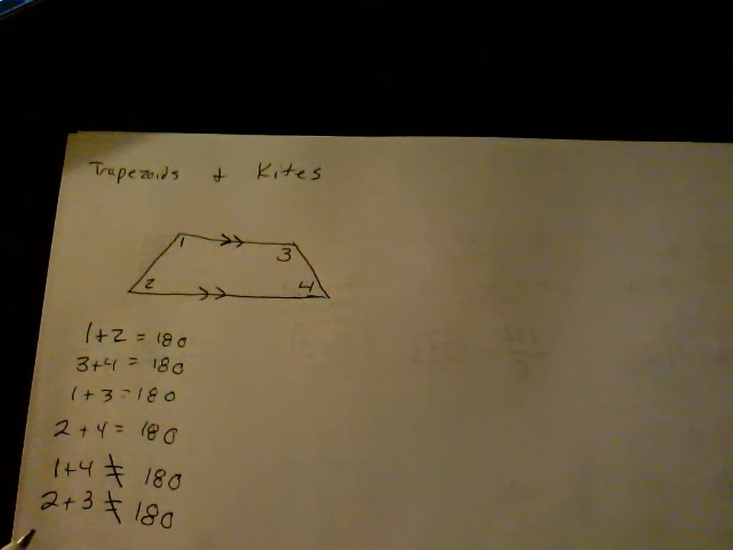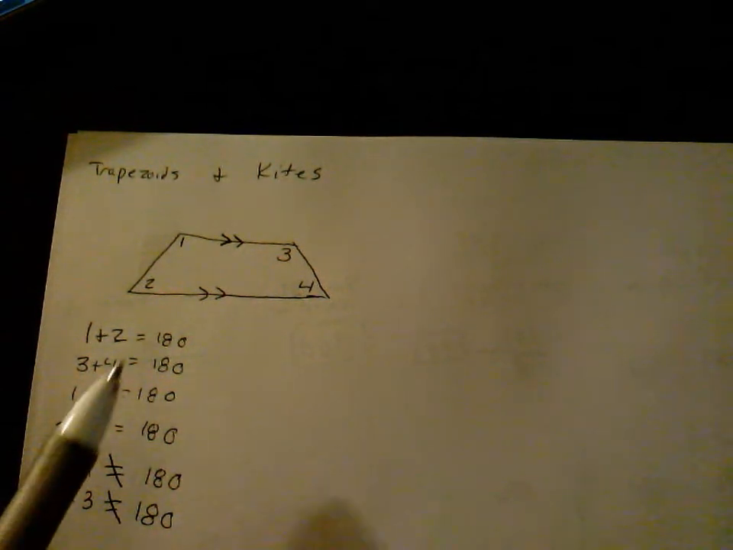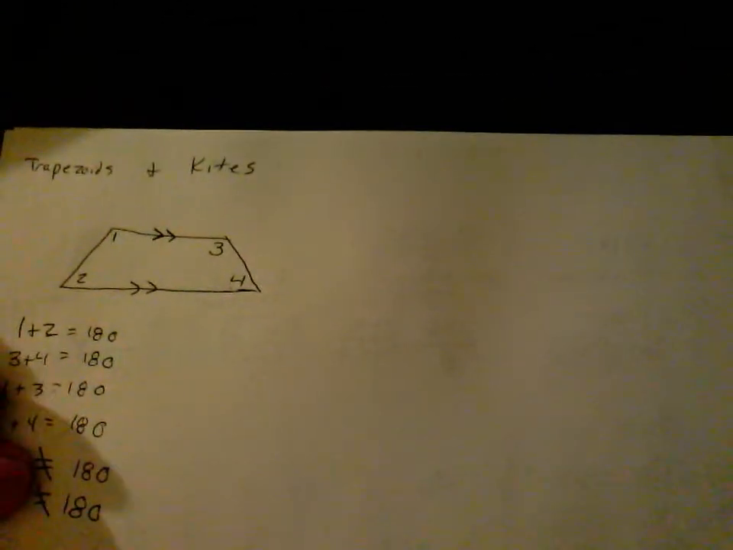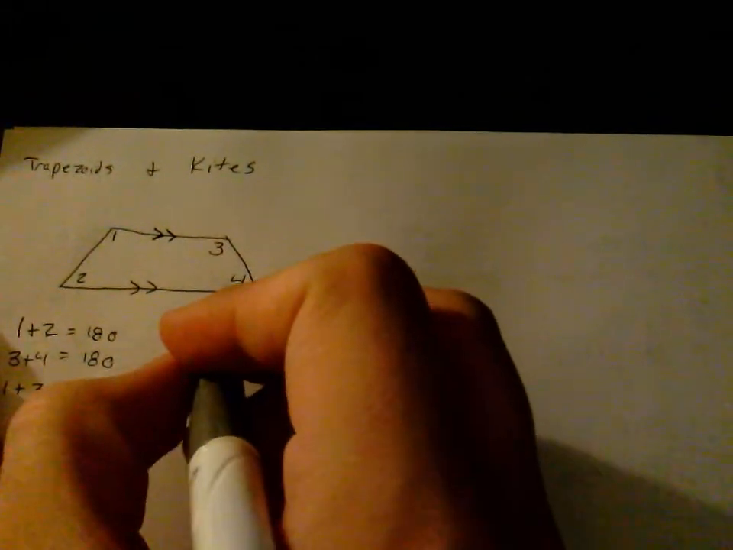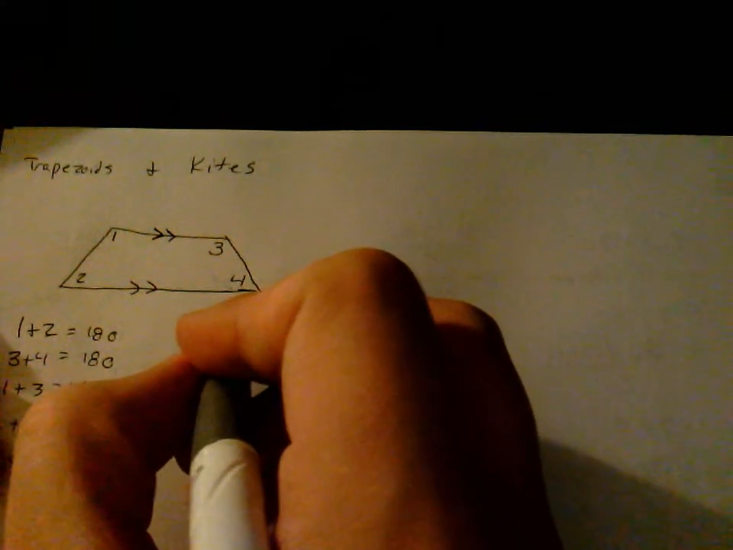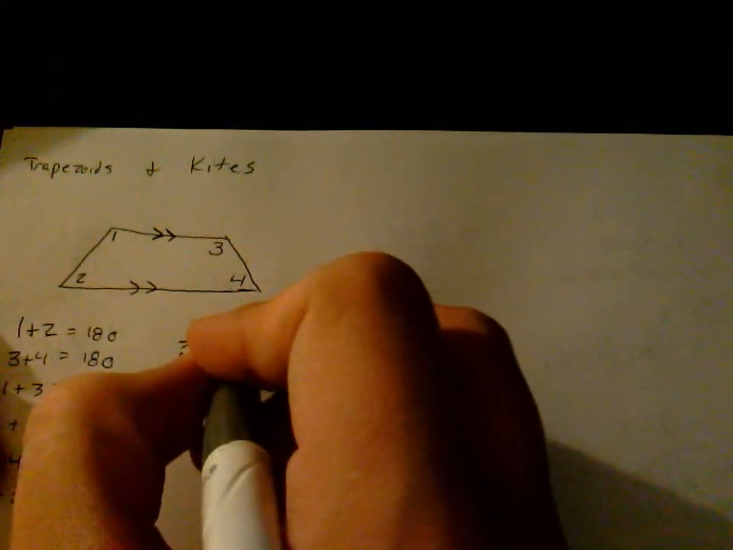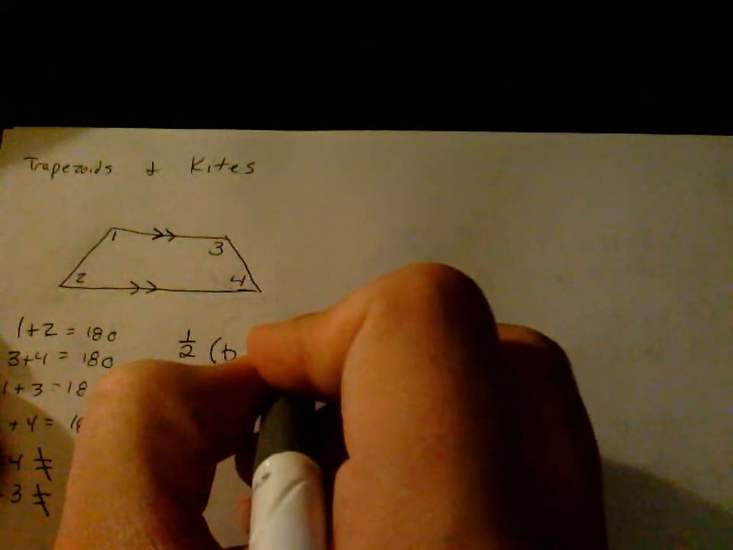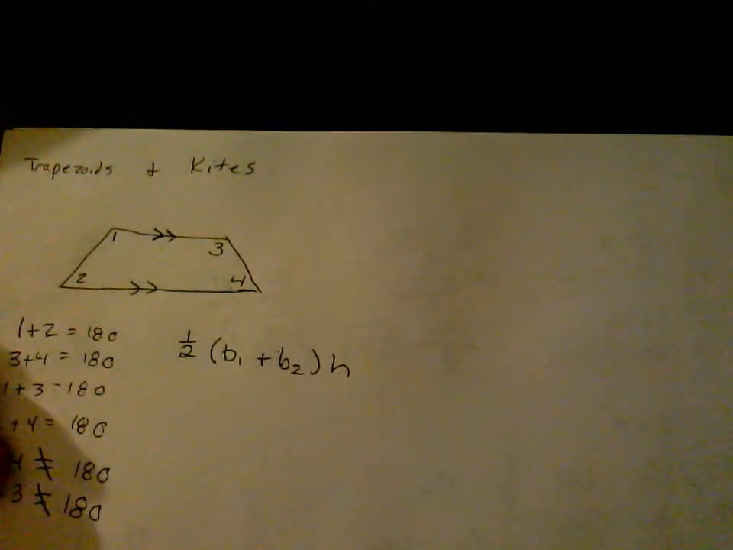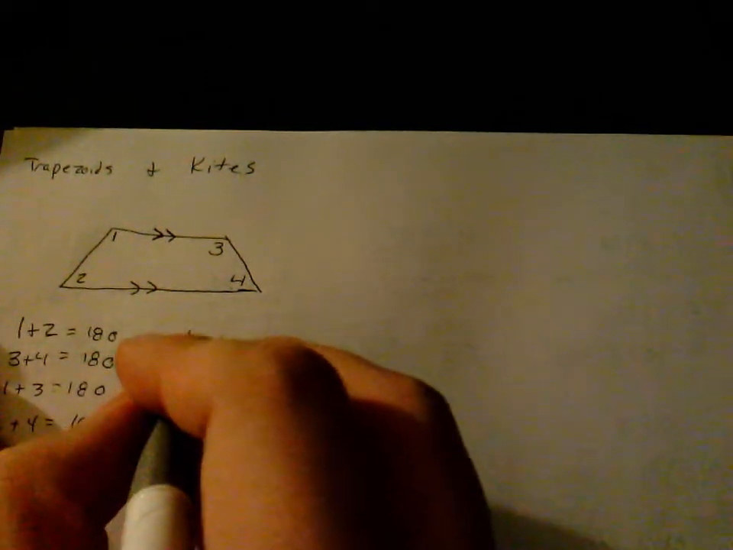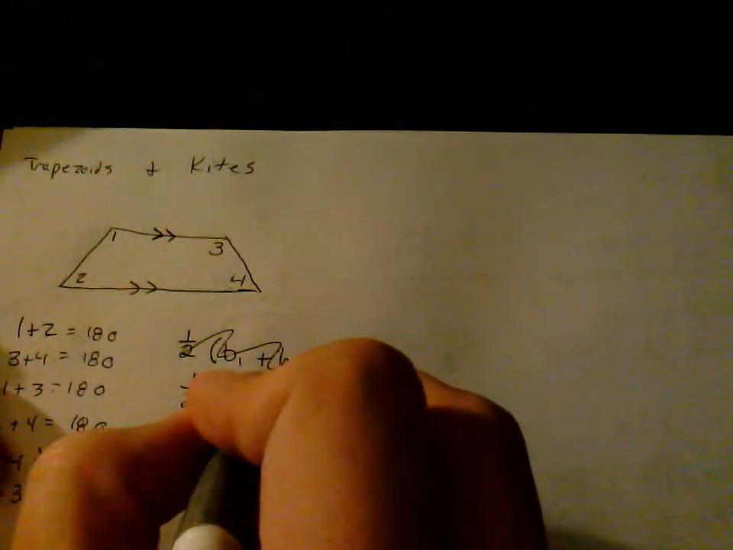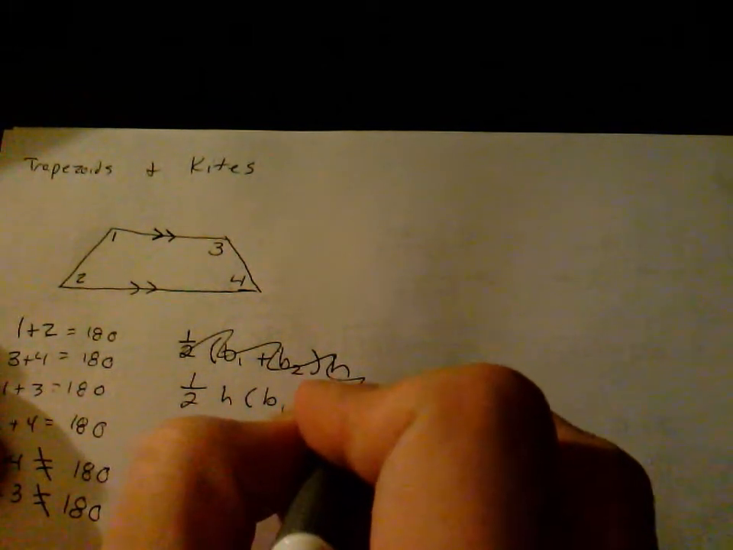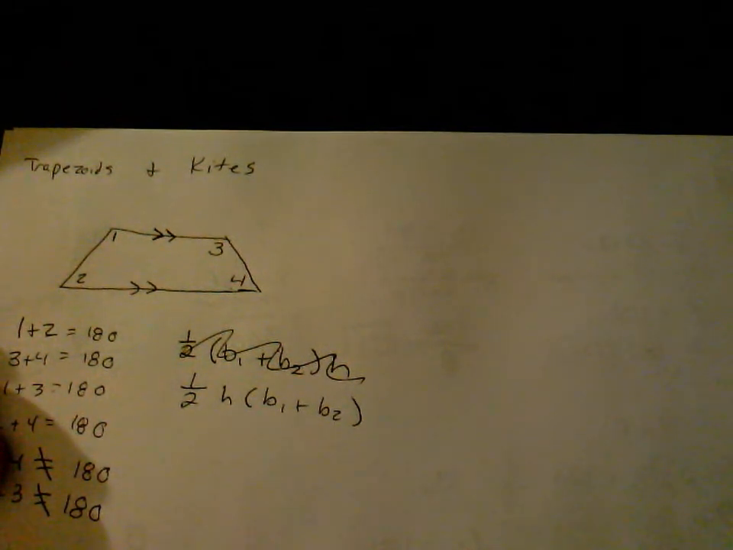Now, that's one special rule about trapezoids. The second special rule is its area formula. Its area formula is 1/2 times base 1 plus base 2 times the height. Technically the height should be over here, so let me rewrite that for you real fast. Actually, 1/2 height times base 1 plus base 2. What this means, guys, is that if you have both bases and the height times 1/2, you should be able to get the area.